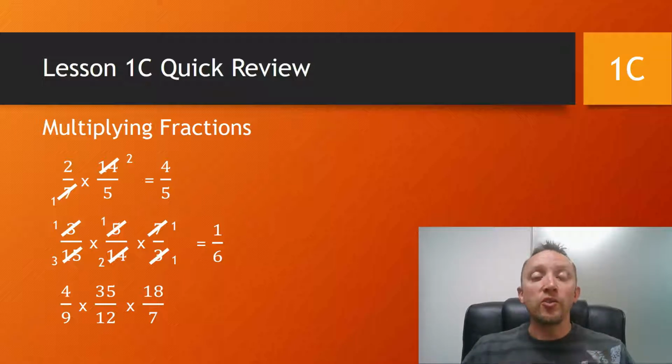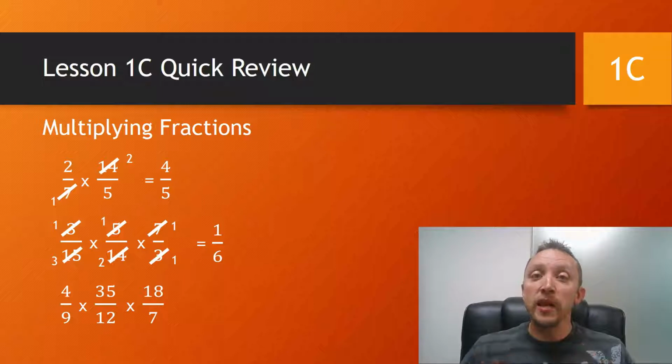All right, I want you guys to try this third one on your own. So here we have 4/9, 35 over 12, and 18/7. And I want you to take a minute and simplify this as much as possible, and then multiply the numerators and denominators together. By the way, if you get an improper fraction, meaning your numerator is bigger than the denominator, you can leave it as an improper fraction. So I want you guys to go ahead and take a minute and work on this one on your own. And so pause the video and hit play when you're ready to check to see if you got the correct answer.